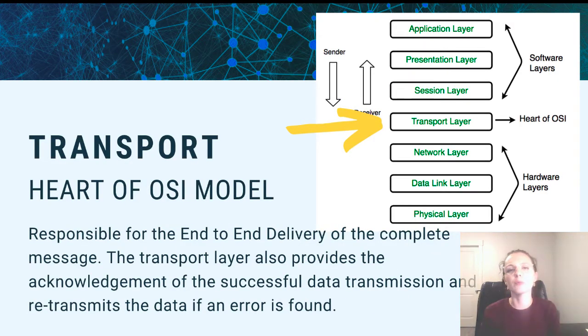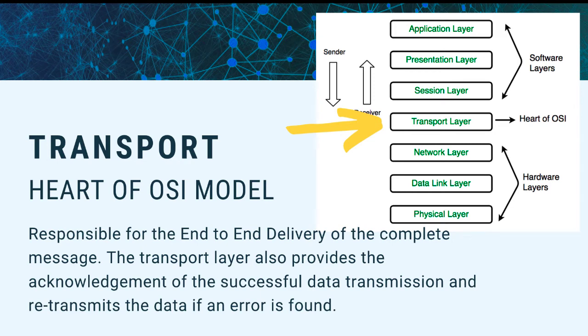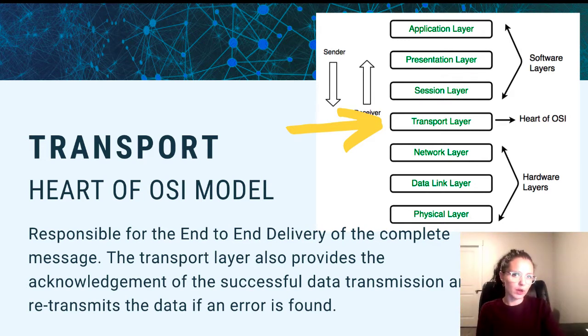Transport is the heart of the OSI model. It is responsible for the end-to-end delivery of the complete message. The transport layer also provides the acknowledgement of successful data transmission and retransmits the data if an error is found. Basically, your data is broken up into millions of little tiny pieces and sent across the network. The transport layer is responsible for making sure that all those little pieces of data end up at the right location in the right order so that you can have streaming or any information on your computer because of a network, because of the internet.